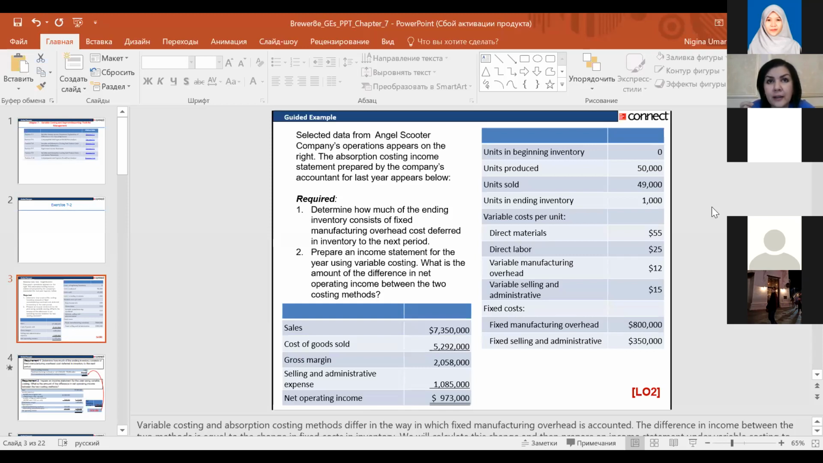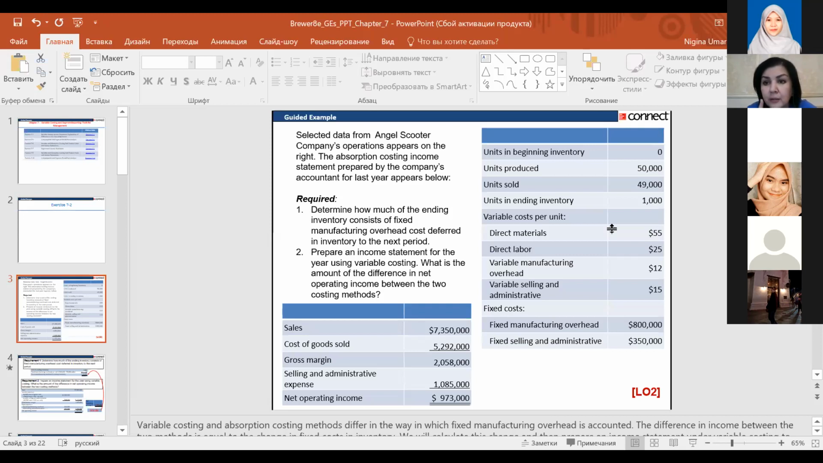How many units have been produced? Not sold, produced. 50,000. Yes. Okay. So what is the fixed manufacturing overhead per unit produced? What should we do? 16. Yes. How do you know, Fabrianti? I divide fixed manufacturing overhead by units produced. Exactly. So $16, right? So 800,000 we divide by 50,000.